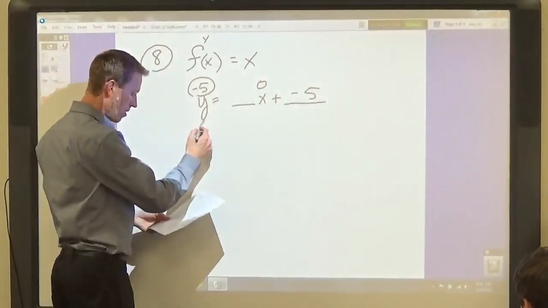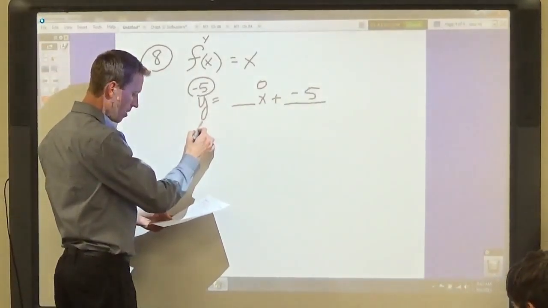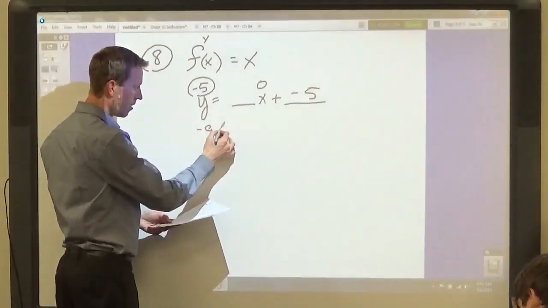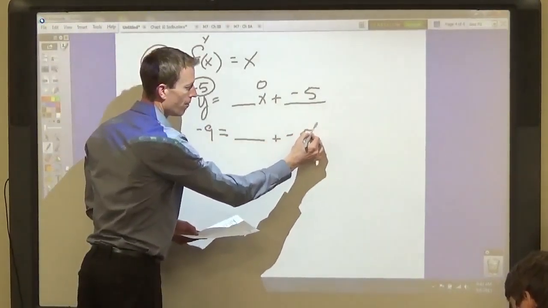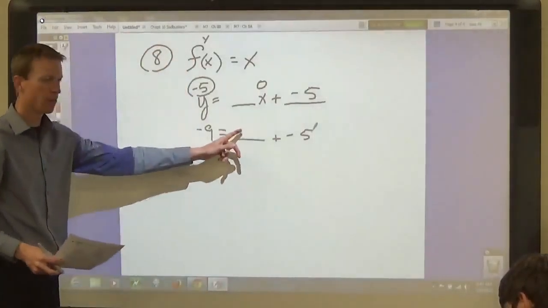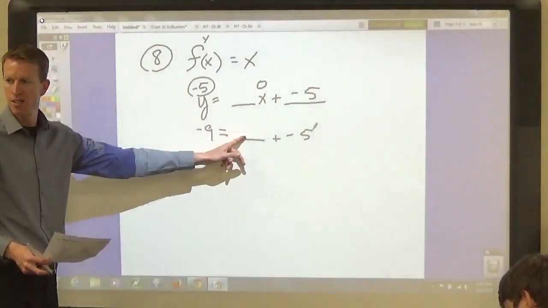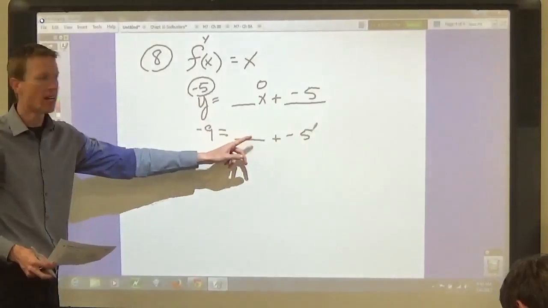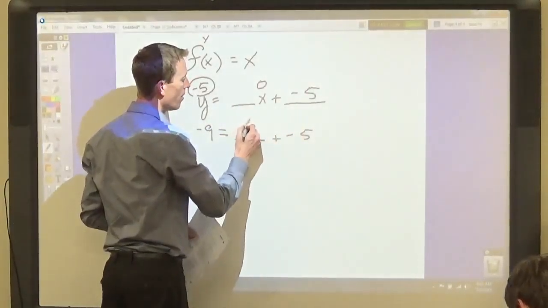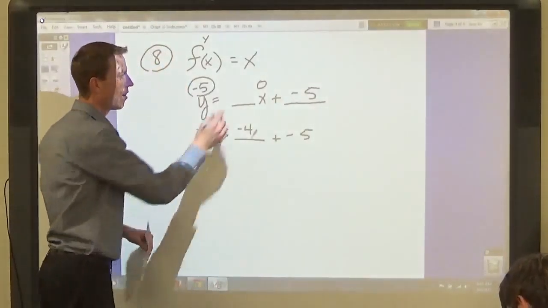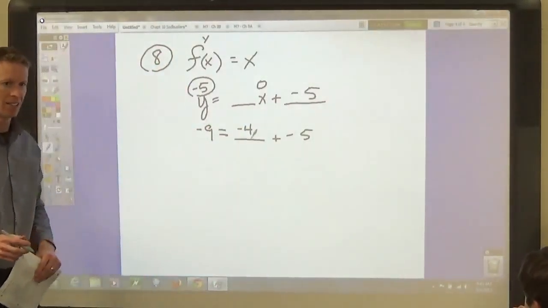And then you just have to find this number. So in one of them it is negative 9 equals something plus negative 5. What would this have to be then? What's the only thing that you can add to negative 5? Once you figure out this one, now you can find this one. So how do you get that?